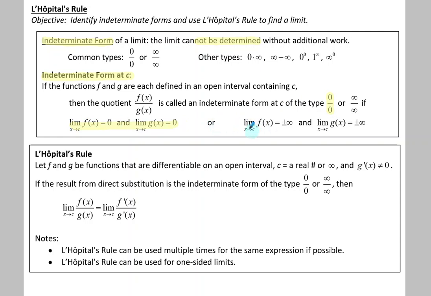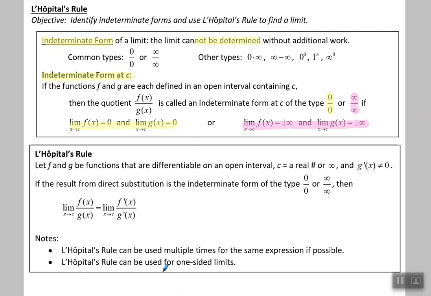Or the limit as x approaches C of f of x equals positive or negative infinity, and the limit as x approaches C of g of x equals positive or negative infinity. If both of those things happen, we get the indeterminate form infinity over infinity. Either way, we cannot determine the limit without additional work.